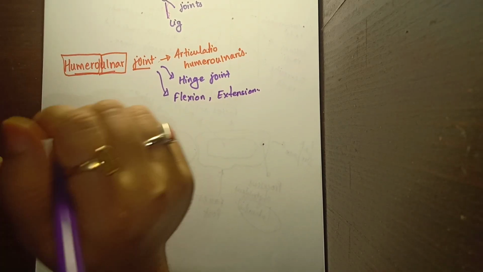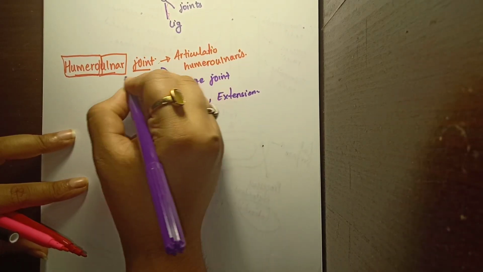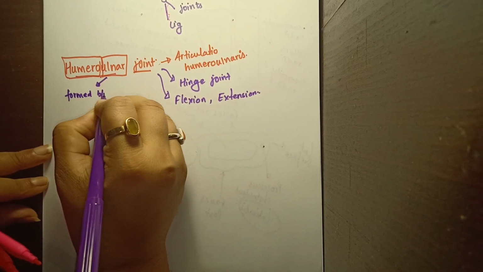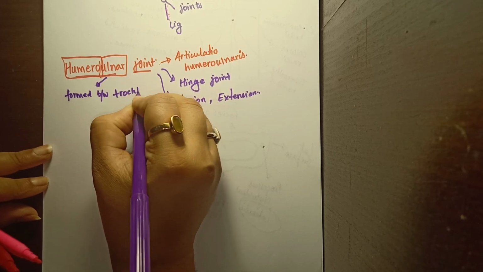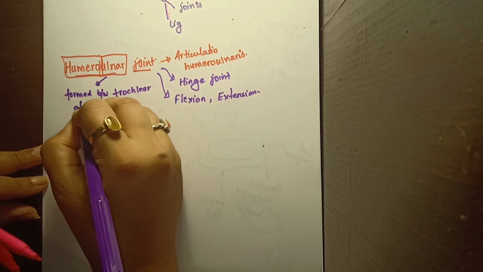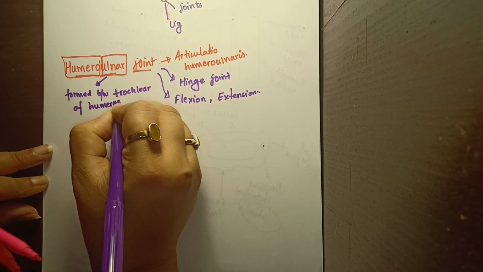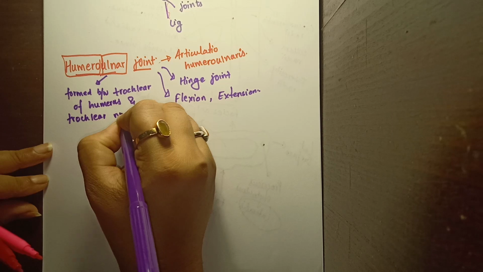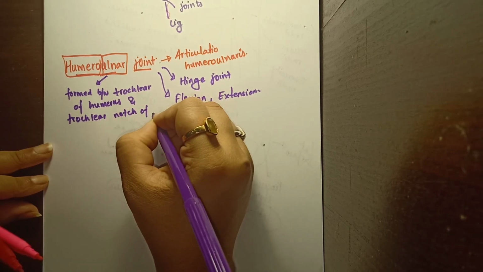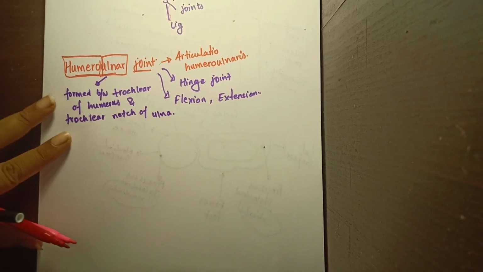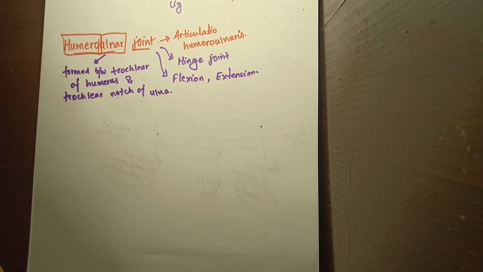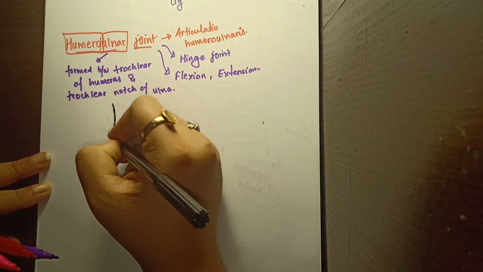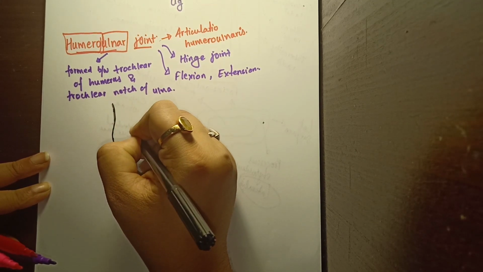Okay, and this joint is formed between the trochlea of the humerus and the trochlear notch of the ulna. Okay, so here I will draw a diagram. It is a simple diagram, we will get to know it easily.